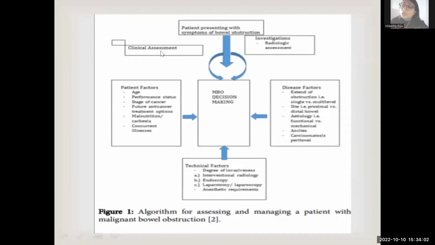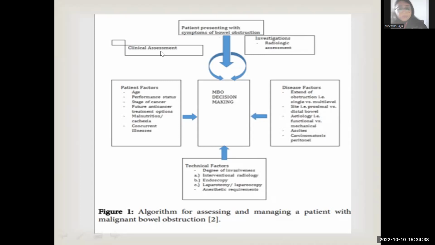Then also find out what is the nutrition level of the patient. Is the patient malnourished? Is the patient very thin and frail and cachexic? The patient is not going to withstand a surgery. And what other illnesses does he have? Maybe the patient has cancer, but the patient also has a cardiac disease, a heart disease. The patient also has a renal problem. He's probably having renal failure and is on dialysis. So then where is the role of having a surgery done for that patient?